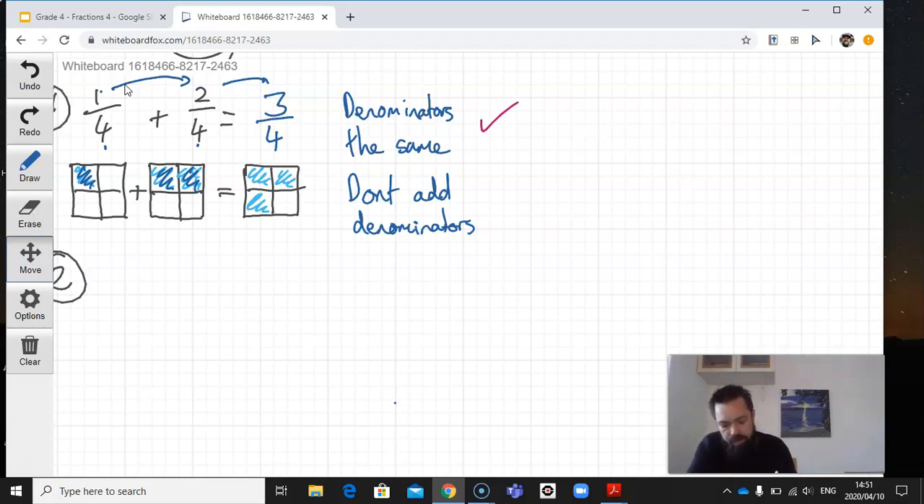This time I'm going to look at 1/5. So I'll do this one with you, and then when we finish with this one, I'm going to give you 2 that I'd like you to try on your own. Plus 3/5.